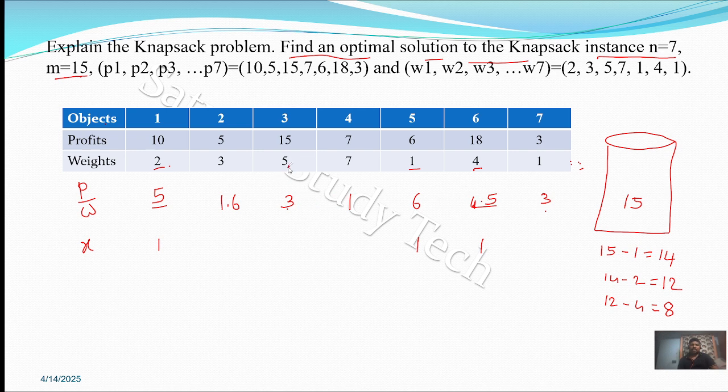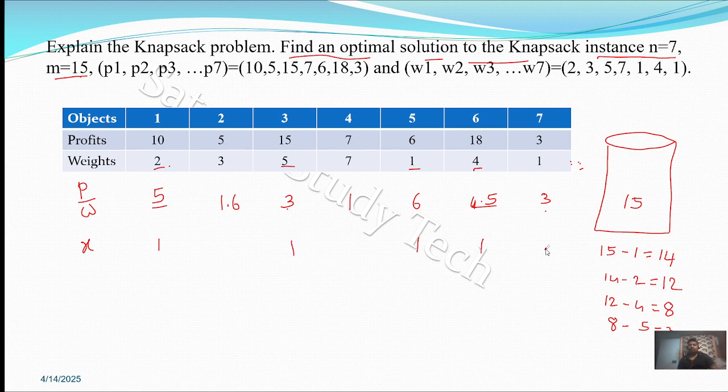So here you can consider the 5 or 1. 5 means if you choose that weight 5, you can get the 15. Here you can choose one object, you can get the profit 3. So both are the same; you can consider any one. For example, here 8 minus 5, since the object 3 weight is 5, the remaining capacity is 3. So you can choose the complete object here.